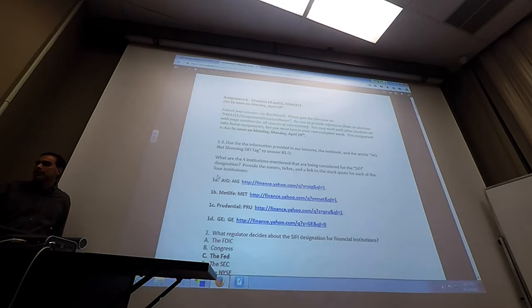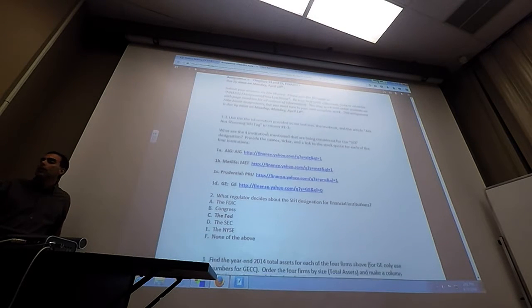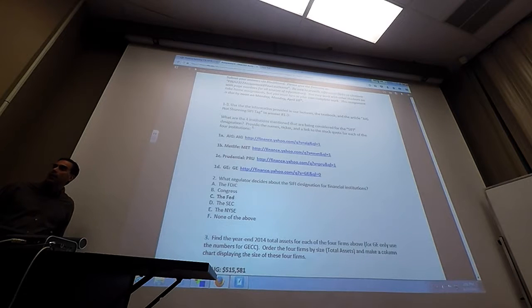Okay, so on this assignment, first thing was reading one of these articles. There's a lot of stuff in the news. It's very current about these too big to fail institutions, which they call SIFIs, or systemically important financial institutions. And so the first article here was to read about this.